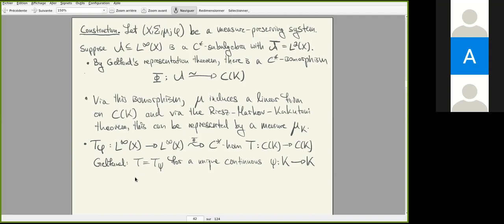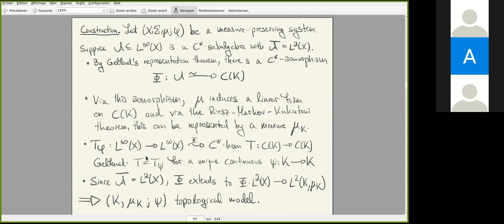Okay, and now what remains? What now remains is to see that phi actually yields an isomorphism on the level of L2 spaces. So since this algebra A is dense in L2, and the measure on K was essentially the measure on X pulled over via phi, one can easily check that phi extends to an isomorphism between L2 of X and L2 of K, mu K. And then essentially all the things that one needs for a topological model are verified.